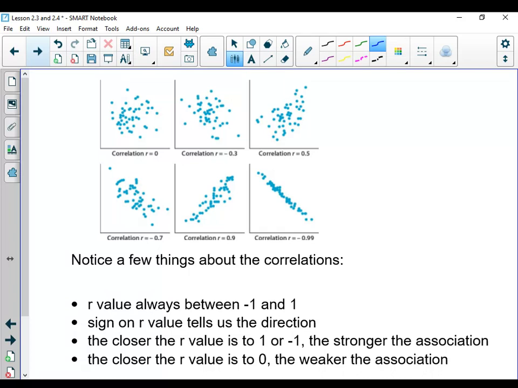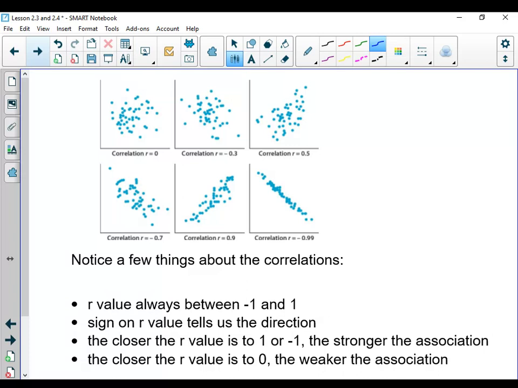On the sheet the other day, we looked at some graphs. So some things to think about with graphs and correlation. These are just some examples. Notice when we had a correlation when R was equal to 0, it was really spread out. But the closer we got to 1, the tighter they got to one another.